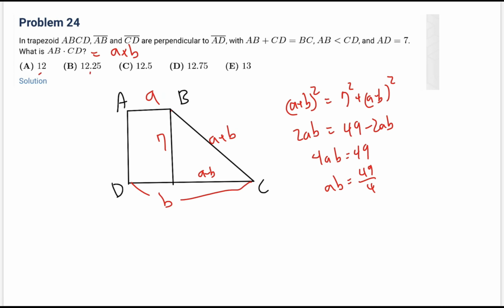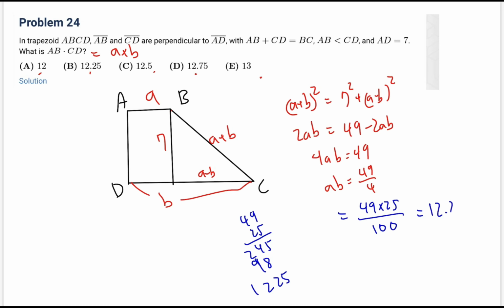So we have to put this into decimal form, right? So this is 49 times 25 over 100, so 49 times 25, that's 1225, so it's 12.25, so it's B.